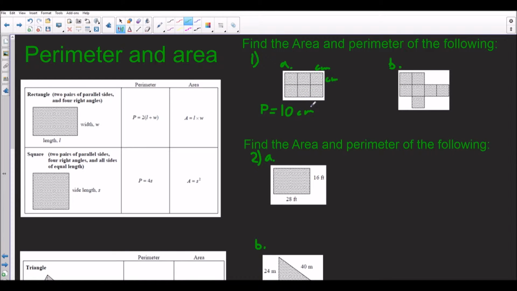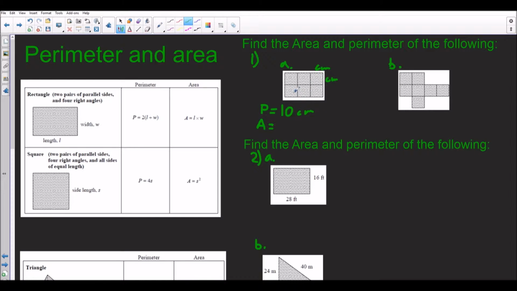Now, what I think of for perimeter is if this shape was your yard, how much fence would you need? That's really what it is when you're asked for perimeter. Now, the area is a little bit different. The area is how many total blocks there are in your yard.